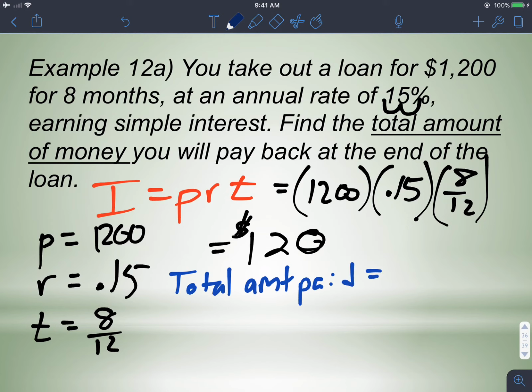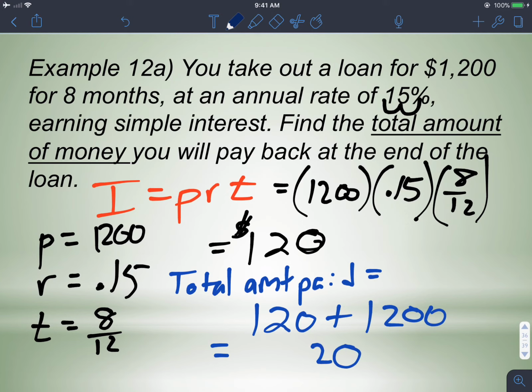But there's a kicker, right? What's the total amount repaid? What would be the last step that I would have to do? Add what? Exactly. Because when you take a loan, you're still paying back the original money. But the bank is earning $120 on you. 1, 2.